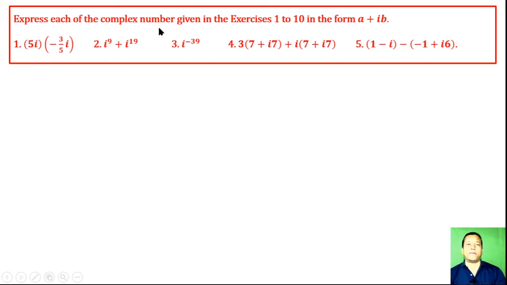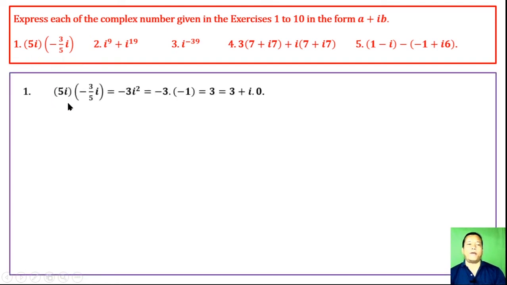Express each of the complex numbers given in the exercises 1 to 10 in the form a plus ib. For 1, 5i into this, we have to multiply 5 into minus 3 by 5.